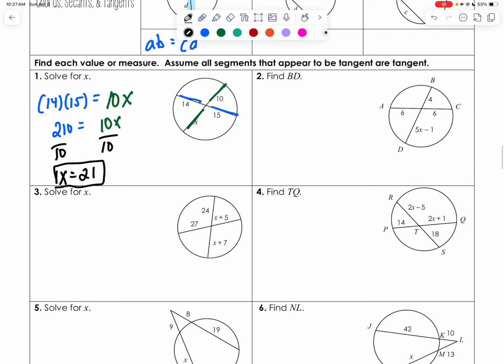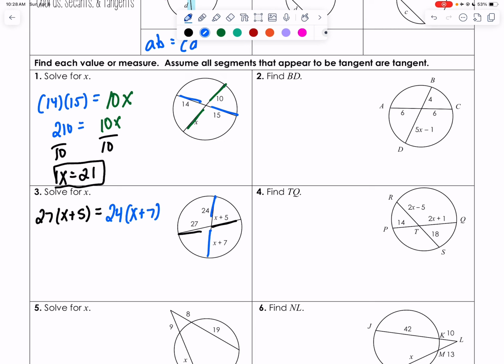Obviously, these examples here are going to be more algebra heavy, so you're not going to see something like number one where it's kind of easy peasy lemon squeezy. You'll probably see something like, let's say, number three. So with number three here, we have A times B, so we have 27 times x plus 5 is equal to C times D, 24 times x plus 7.